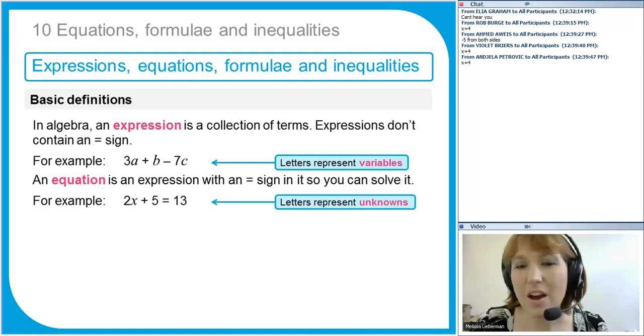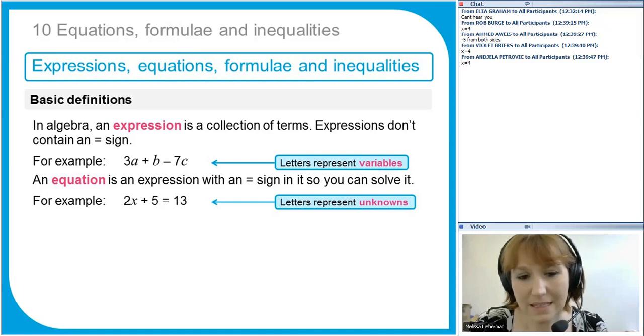So the letters represent unknown values which we can find the value of. With a simple equation like this, x just has one value. There's only one possible value for x that can solve this equation. But sometimes it can have more than one value. For example, when we do quadratic equations later on, and quadratic equations are now at foundations here, so you're all going to do quadratic equations at some point. In that case, the x can take more than one value. It can take 2 values, for example.